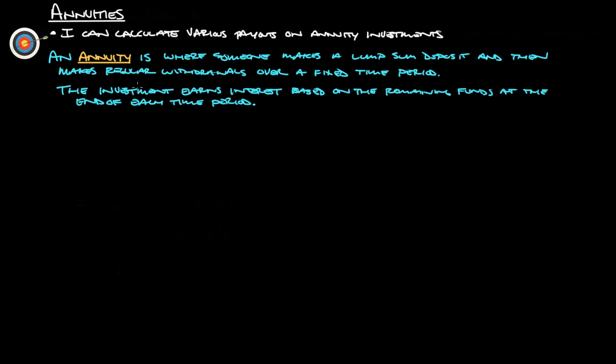Okay, first thing, an annuity is where someone makes a lump sum deposit and then makes regular withdrawals over a fixed time period. The investment earns interest based on the remaining funds at the end of each time period. So, for example, you put in $20,000 and you take out $100 a month or so, you're going to get interest on that original $20,000, and then after you take out that $100, whatever's left in there, you're going to get interest off of that as well. So that's basically what an annuity is.